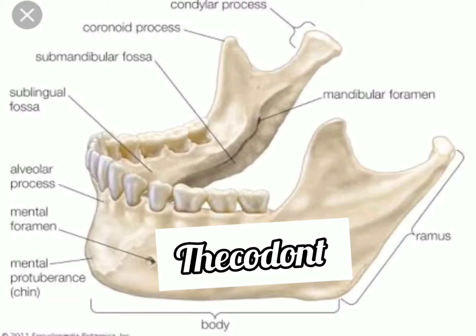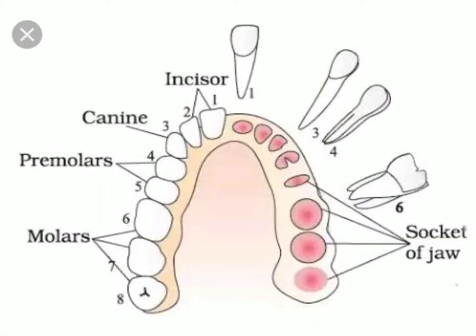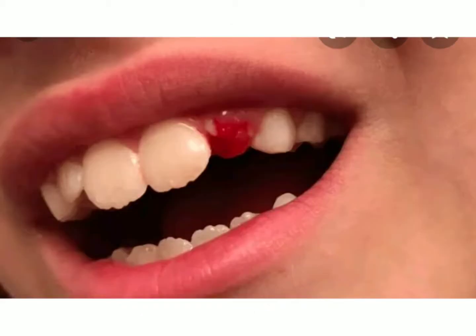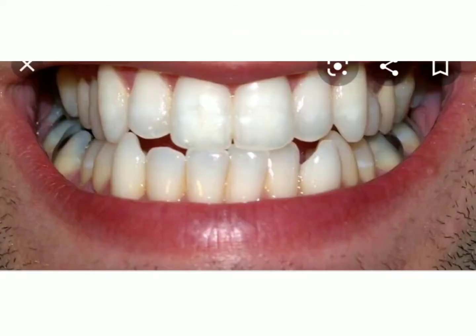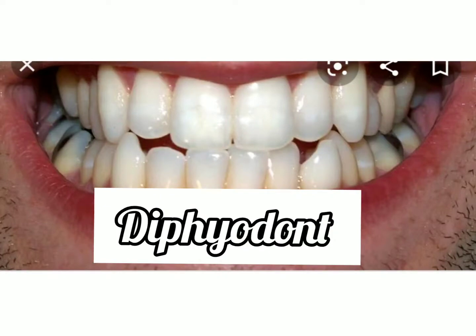Majority of mammals, including human beings, see two sets of teeth during their lifetime. First, they have temporary teeth, which are also known as milk or deciduous teeth. These are then replaced by a permanent set of teeth known as adult teeth. This type of dentition, where two types of teeth occur in a lifetime, is called diphyodont dentition.